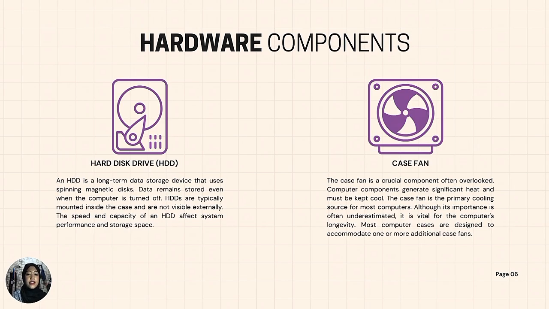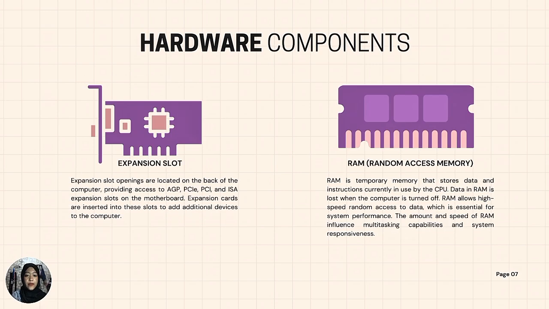5. Hard disk drive. This is where your files, photos, and software are stored, even when the computer is turned off. 6. Case fan. This is a fan inside the case that keeps the parts cool so they don't overheat. 7. Expansion slot. These are empty slots on the motherboard where you can add extra cards like a video or sound card.